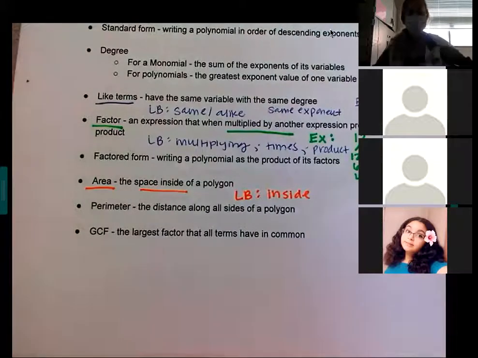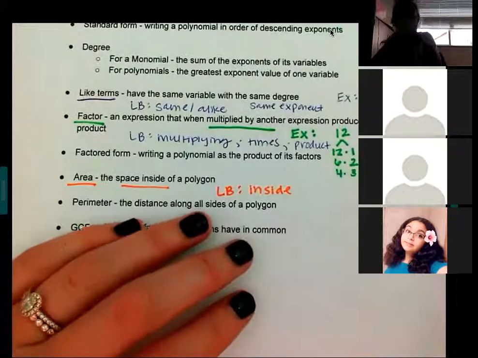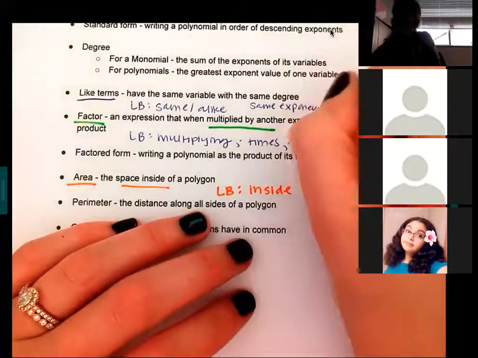There's my girl. What could be an example for area?